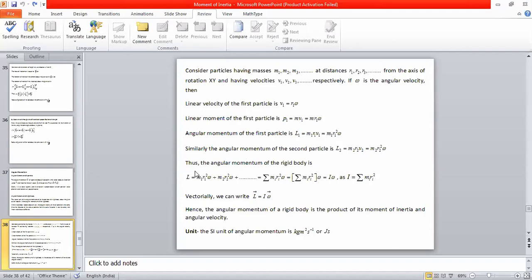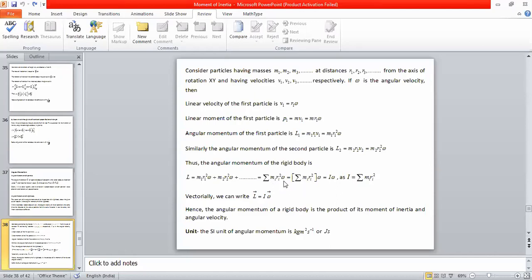Okay. So how do you calculate the angular momentum of the entire rigid body? It is very simple, the sum of all the angular momenta. So capital L, the angular momentum of the entire rigid body, is m1 r1 square omega plus m2 r2 square omega plus m3 r3 square omega, etc. You can write it with a summation index: summation mi ri square omega, where i runs from 1 to some big number.